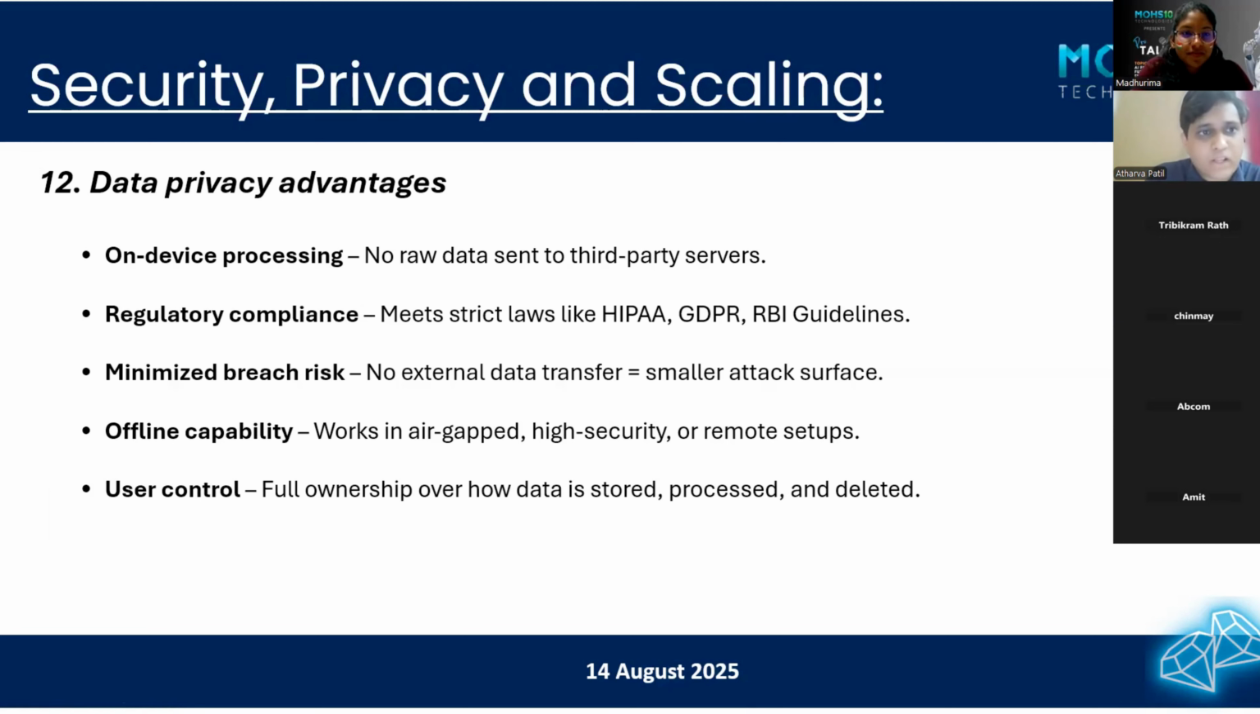So I will go through the security, privacy, and scaling aspects. If you are using on-device processing, no raw data goes to a third party. Then for regulatory compliance, we can use models which comply with regulations and guidelines like HIPAA and RBI. So they minimize breach risk because no data is sent anywhere else. Offline capability we have discussed. User control means full ownership. You can tweak the models however you want. You can use the data, any model.